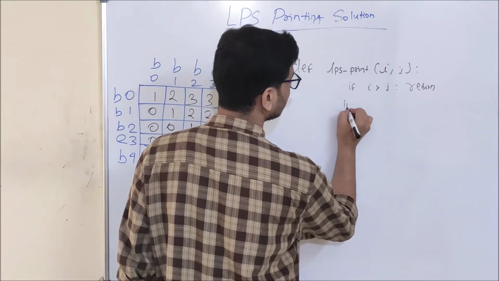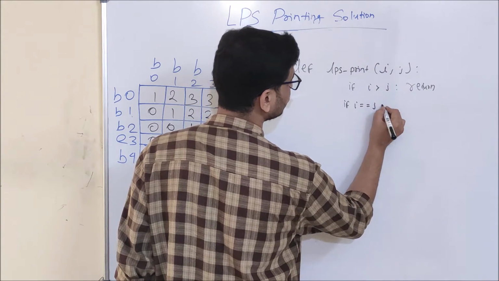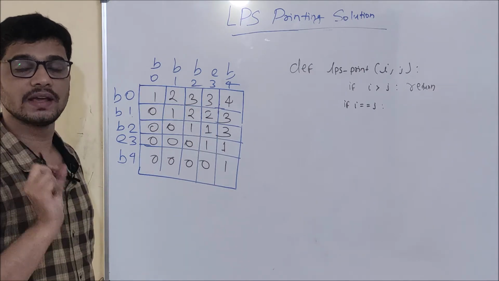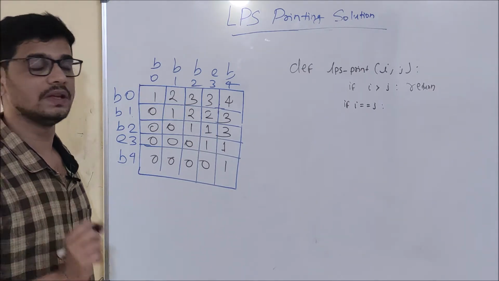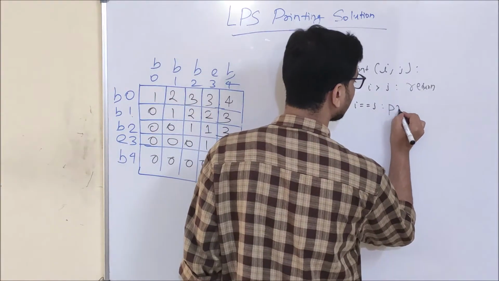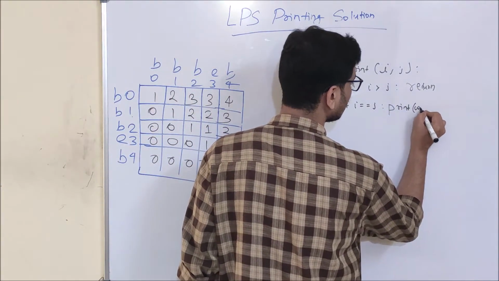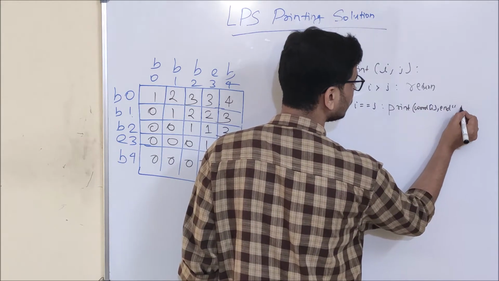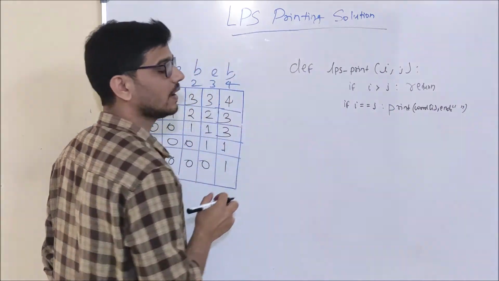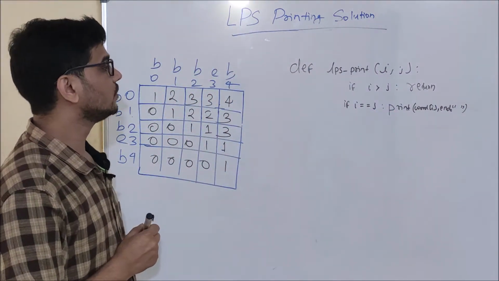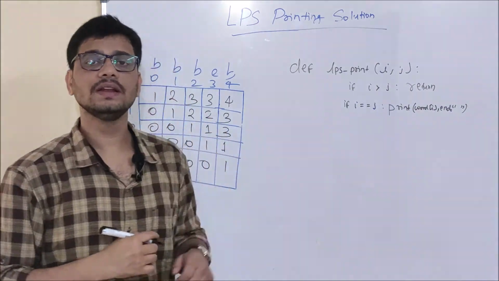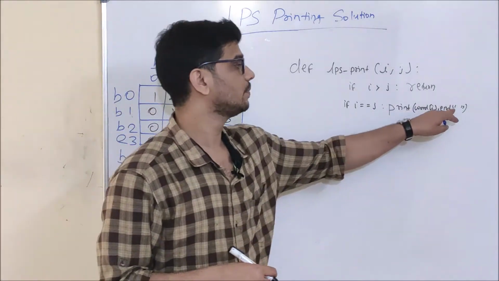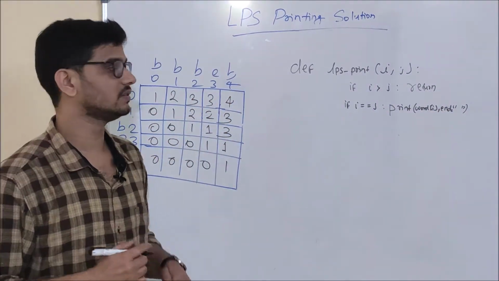Now I will do the second thing. That is, if I is equal to J. If this is the case, what is going to happen? It means I have one character. Every character is a palindrome in itself. So I will print that character. Print word of I, then I will separate using nothing. Basically what happens in Python is, if you are using print, it is going to change your line. And to avoid it, I am using end, and the separator is empty. So it will not change the line.